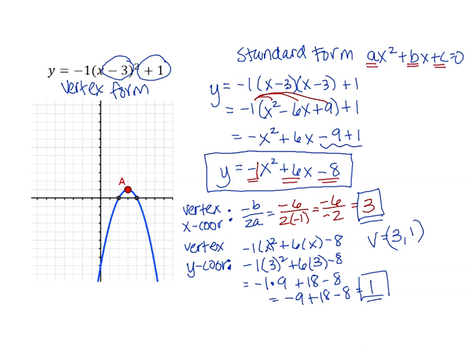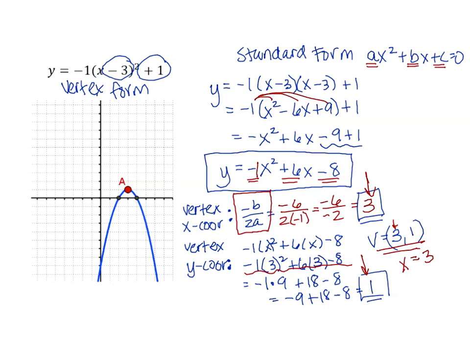But the key to finding the vertex in standard form is this equation right here. Negative b over 2a gives you the x value. Plug that back in and it gives you the y value. And then you have your vertex. And then of course the axis of symmetry is easy to determine because it's just the vertical line that goes through that point.